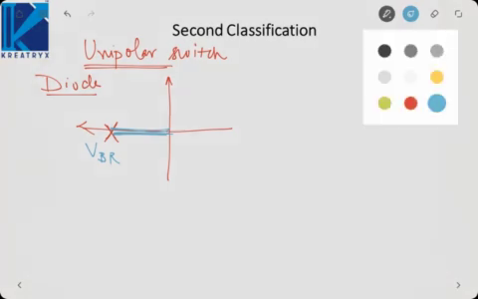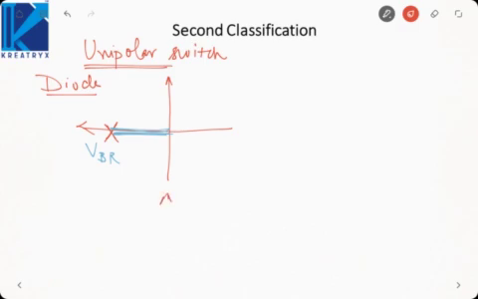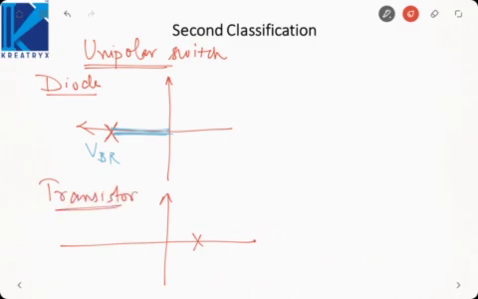Similarly, if it blocks positive voltage, then what will be the characteristic? Like this. So that is the case for a transistor. Usually the reverse blocking capability in the transistor is very low, so they can block forward voltage until you apply a gate signal or a control signal. When you apply the control signal, then this device will turn on.